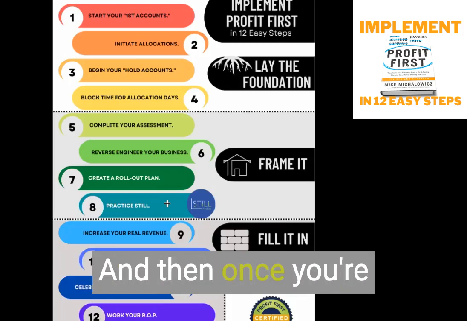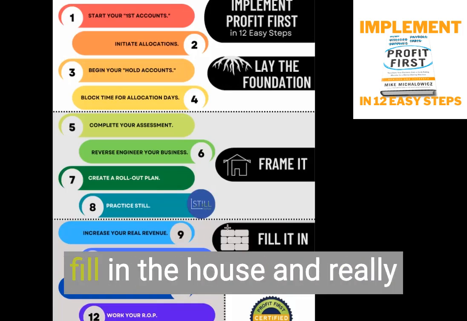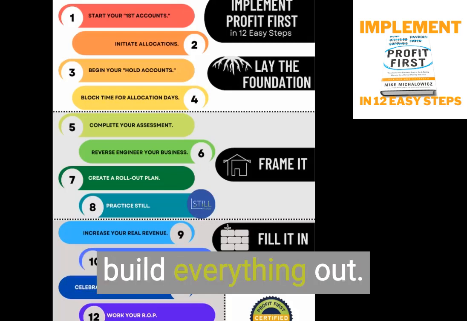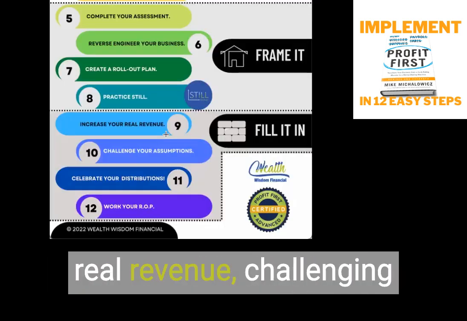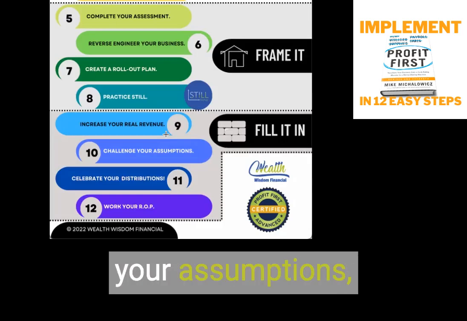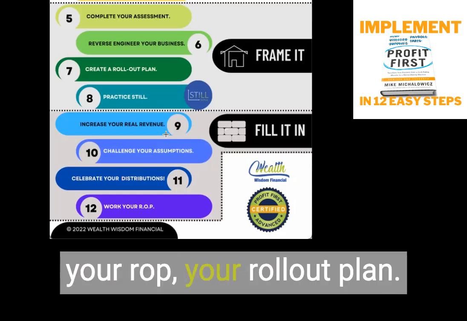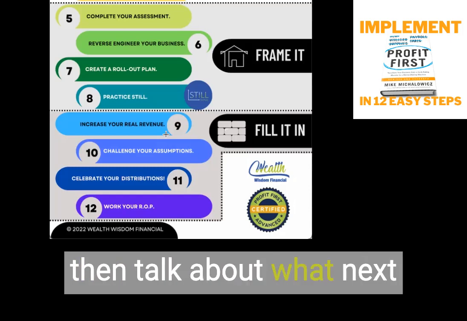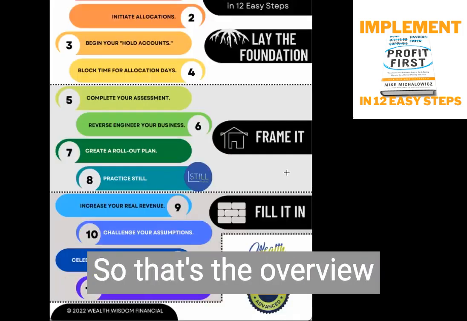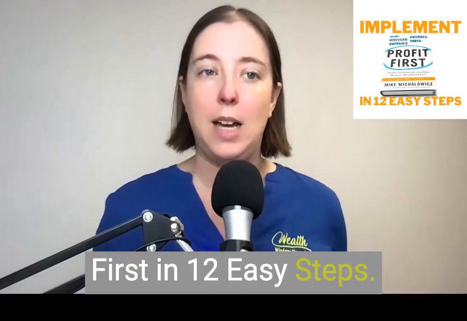And then once you're getting into this rhythm and seeing your path forward, you get to fill in the house and really build everything out. So that's when you're going to look toward increasing your real revenue, challenging your assumptions, celebrating your distributions, and working your ROP, your rollout plan. When we get to 12, we'll then talk about what next steps are from there. So that's the overview of Implement Profit First in 12 Easy Steps.